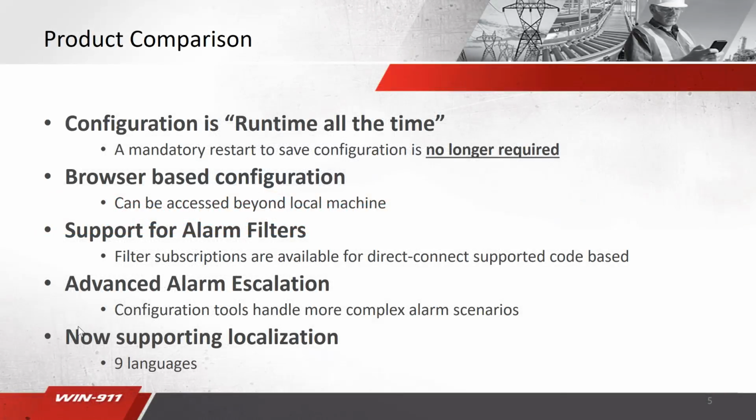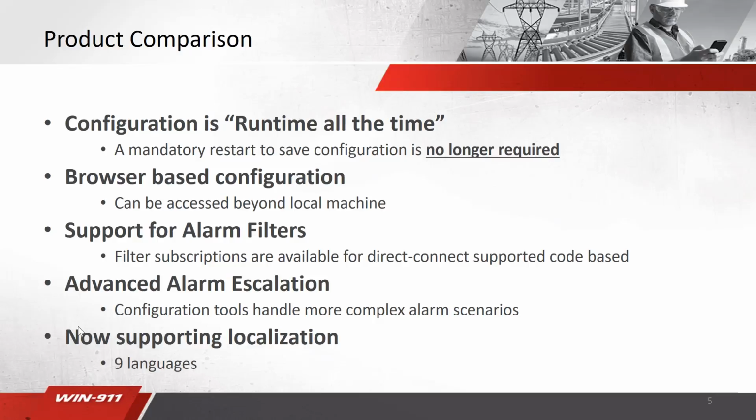All right, now we're going to go through a comparison of our previous product to our new software called Win911 Standard, Interactive, and Advanced Licenses. The advantage of our newer version of our software compared to version 7 is that we have the runtime all the time, meaning that you can go ahead and configure and save, and it's active. It's going to run. It's going to apply to any alarms, whatever filters you might put in. And I'll show you as I do the configuration. We have a browser-based configuration for this.